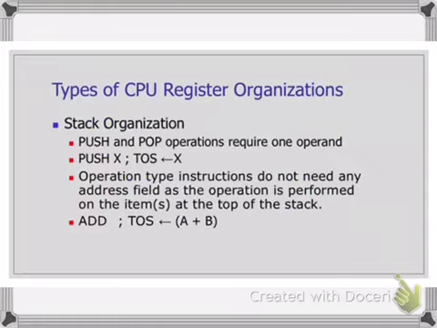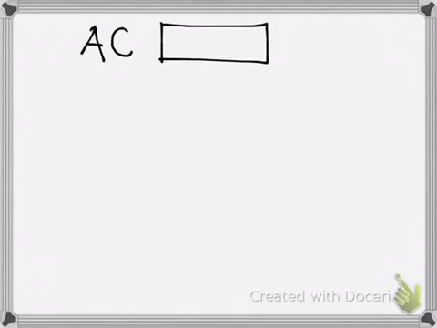Let me write it on a different page. I have only one accumulator register. Let us call this AC. AC is the accumulator register. Suppose I want to perform an operation: A equals B plus C.